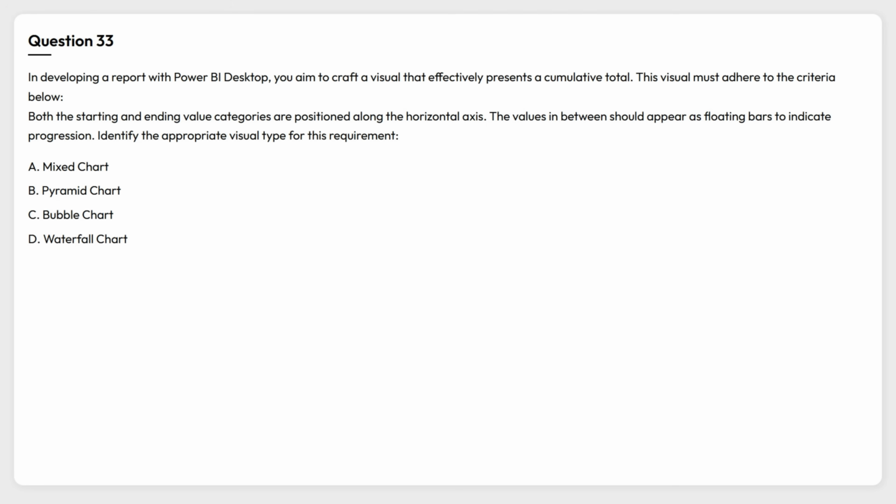Question number 33. In developing a report with Power BI Desktop, you aim to craft a visual that effectively presents a cumulative total. The visual must adhere to the criteria below. Both the starting and ending value categories are positioned along the horizontal axis. The values in between should appear as floating bars to indicate progression. Identify the appropriate visual type for this requirement.